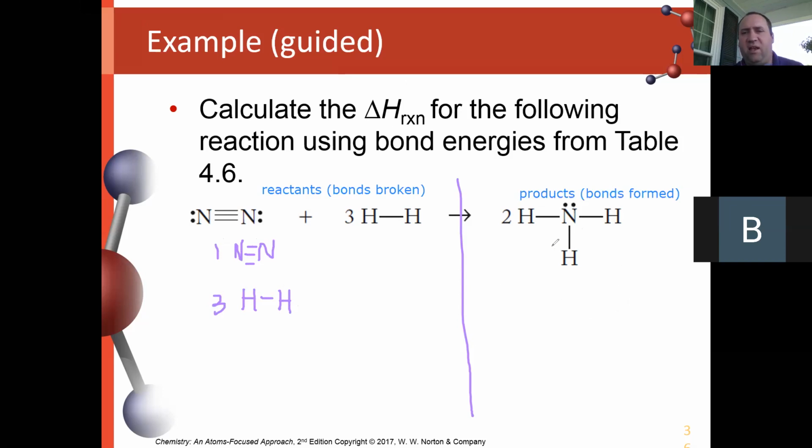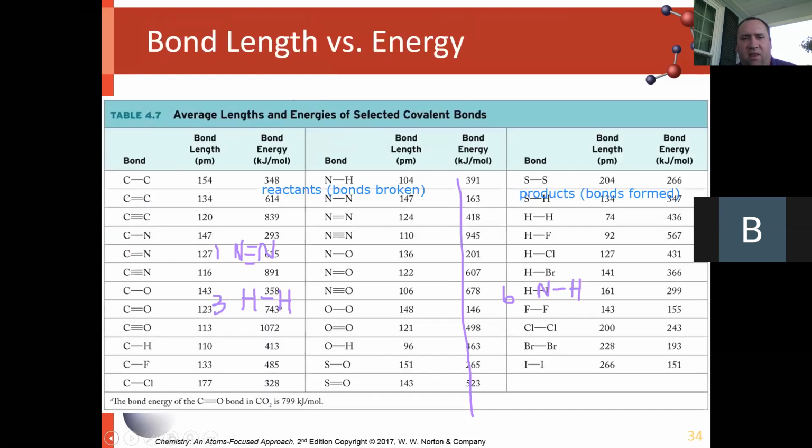On the product side, I'm making 2 ammonias. Each ammonia has 1, 2, 3 nitrogen to hydrogen single bonds. So on this side, I have 6 nitrogen to hydrogen single bonds. And so to address this, I'm going to go back to that slide and I'm going to look up the values that I need.